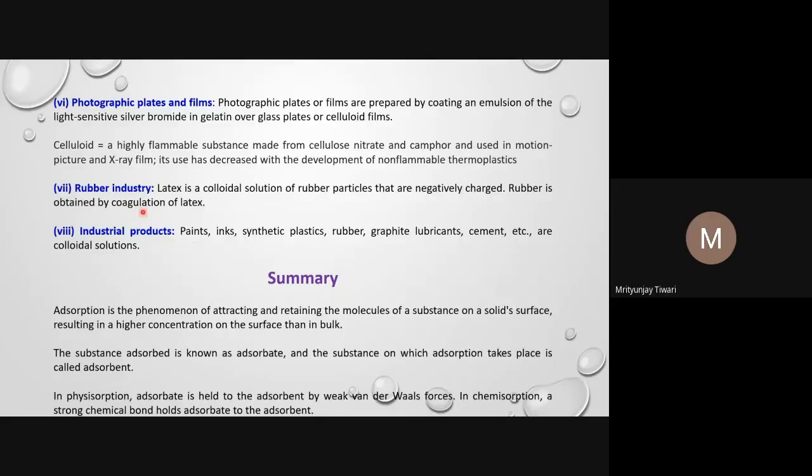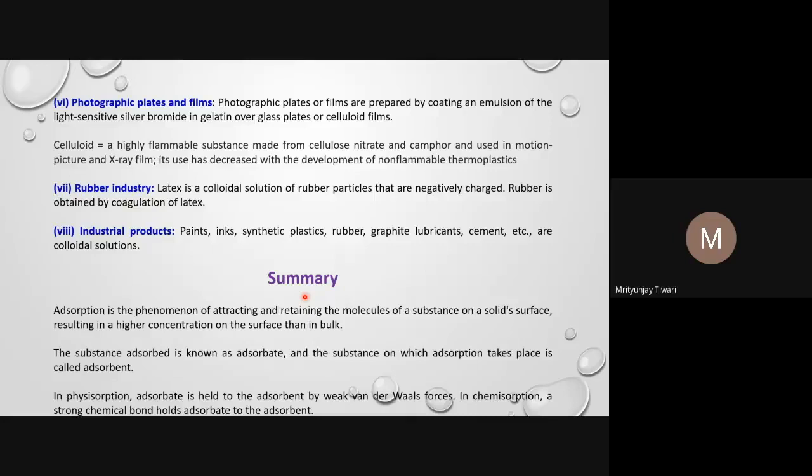Industrial products are also colloidal. Paints, which are solids in liquids, inks, synthetic plastics, rubber, graphite, lubricants, cements, etc. are colloidal in nature.